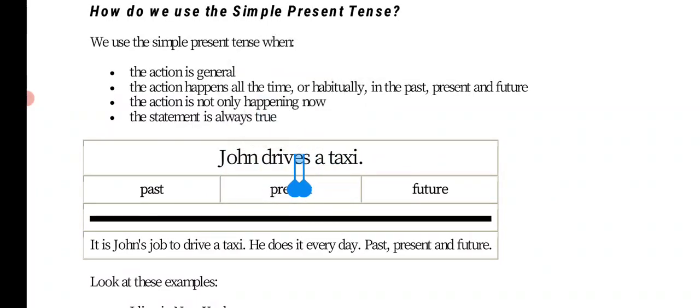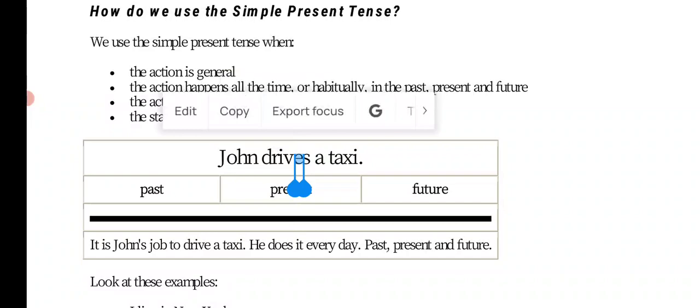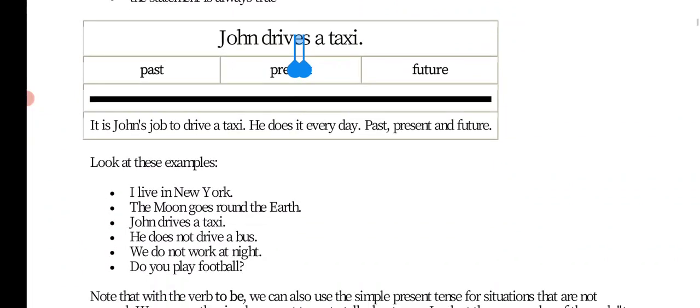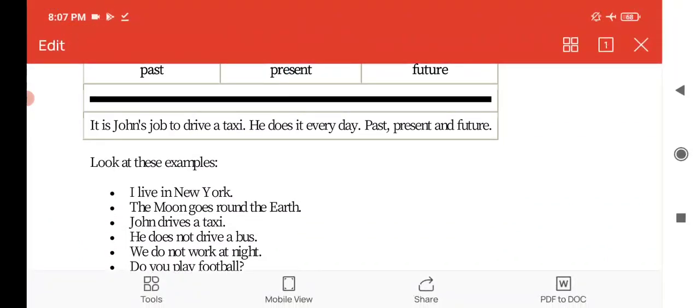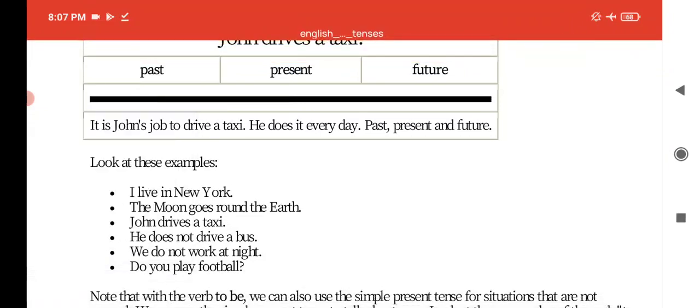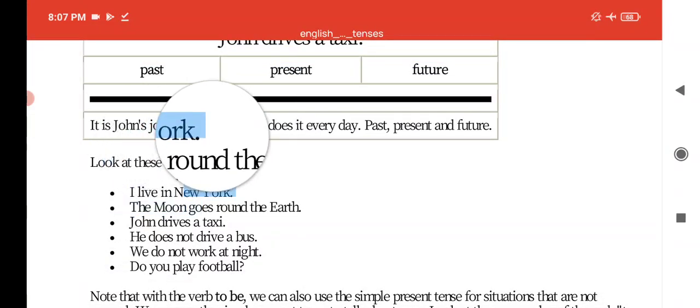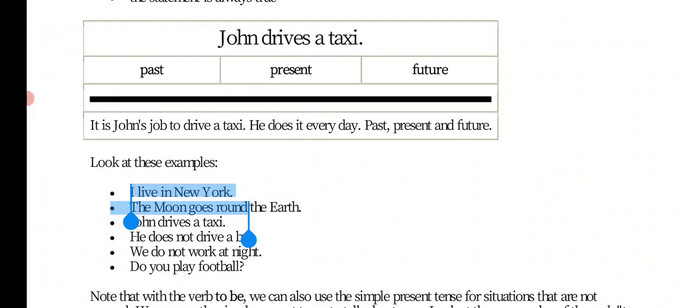form, right? The sun rises, he eats mango, my mother goes to market. As you can see, the main verb takes the form of es. Understand? Then there are more examples. Let's look at them. I live in New York.